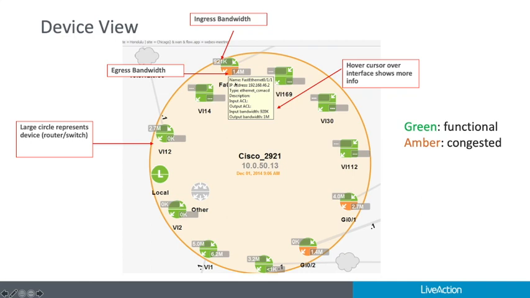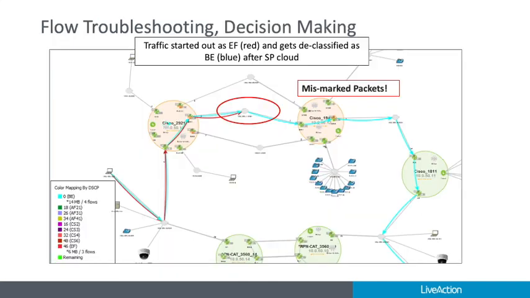If you want to find out more about the interface, you can just hover over it, and LiveAction will tell you if there is an ACL or a QoS policy applied to it. So again, these different views that we have can help you get to the information you need without going through graphs and reports.